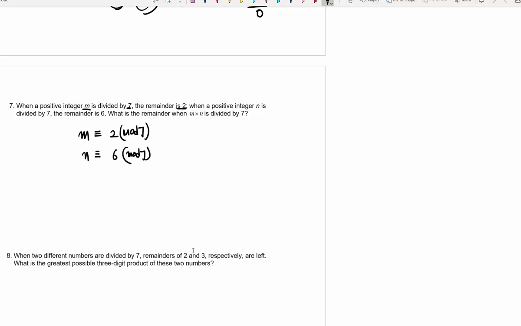What is the remainder of m times n? You can multiply, okay? So what is that? 2 times 6 is what? 12, isn't it? 12 mod 7. But this number is greater than 7, which means 12 is not the remainder. The remainder must be less than 7, so you can take off 7, same modular system. Subtract: how much? 5 mod 7, okay? This 5 is less than 7, so 5 is the remainder. That's the answer.